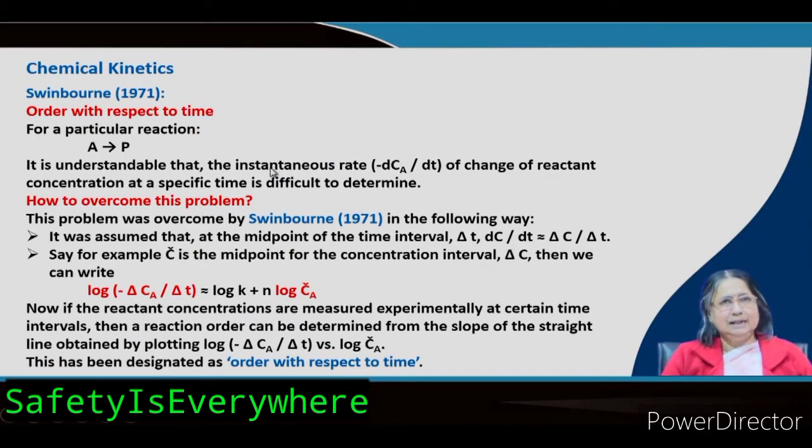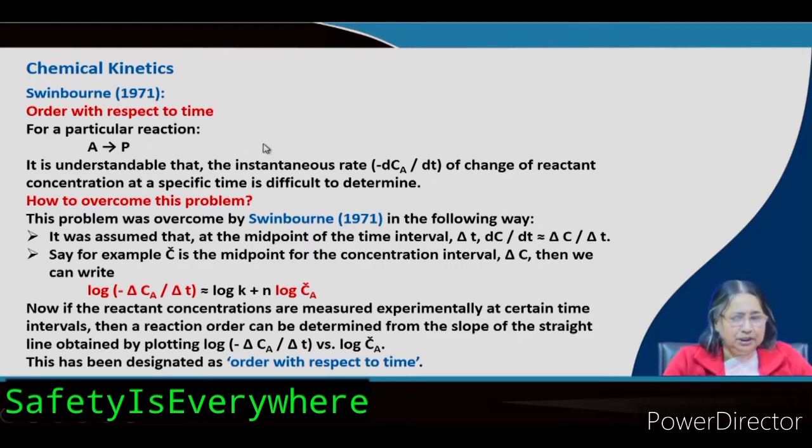So, it is understandable that from the concept of instantaneous rate, this is minus dC by dt. Here you know that it is the slope at a particular point, and the time difference is very small. So, to determine the instantaneous rate, you understand from your common sense that it is very difficult. So, how then will you get the order of the reaction? By using the previous expression.